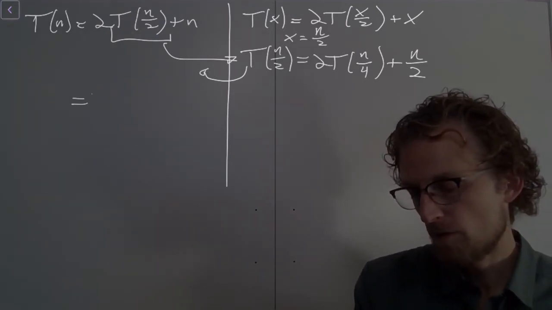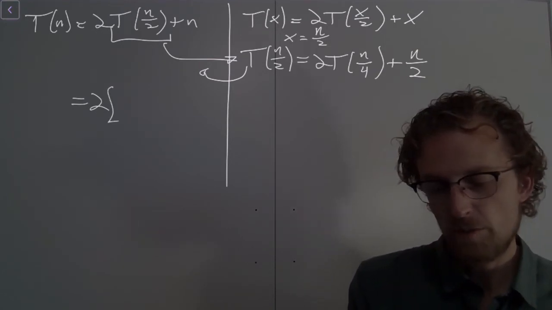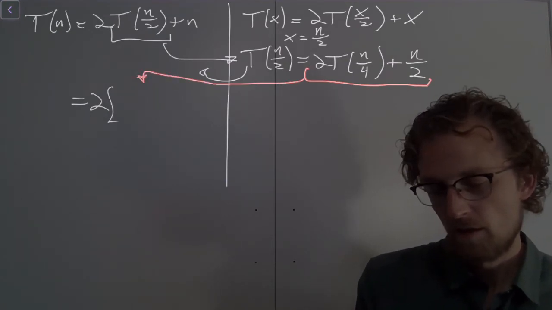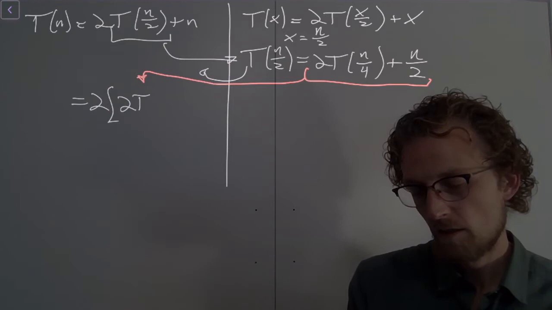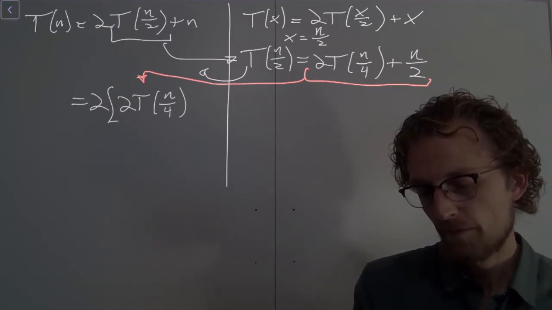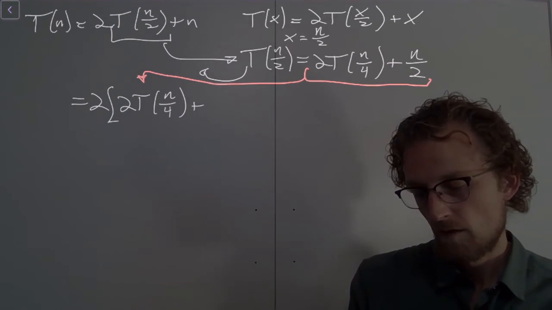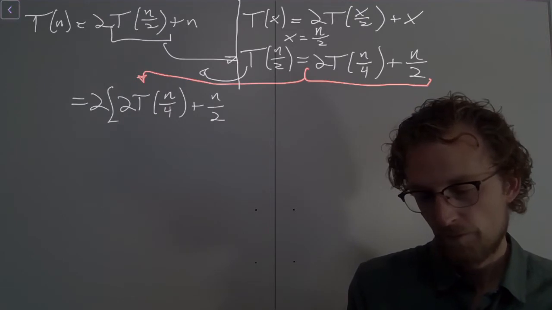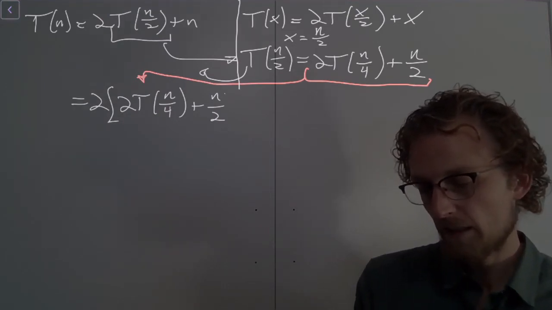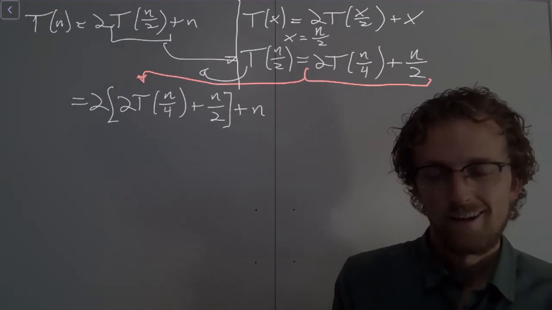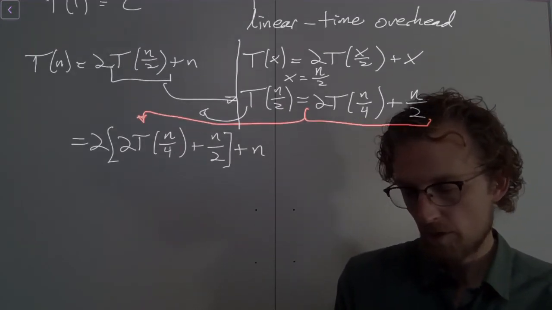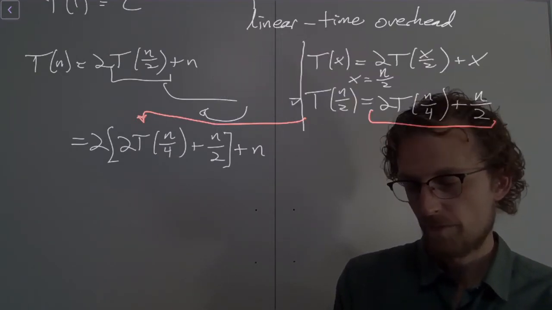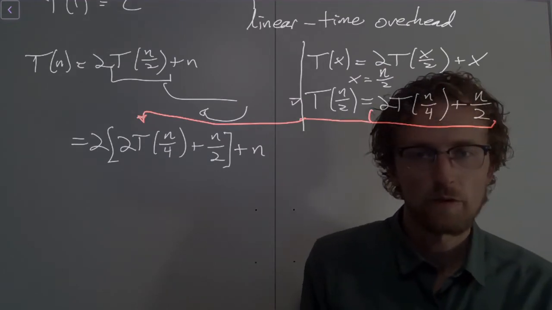All right, so this is 2 times, and then I'm going to substitute in my entire expression into this. So this is going to be 2 times T(n/4) plus n/2, plus n/2. Right, now close bracket, plus n. And so now you can see already we're going to run out of space. So I'm actually going to move all of this over a bit, just to make sure that we don't completely run out of space here.